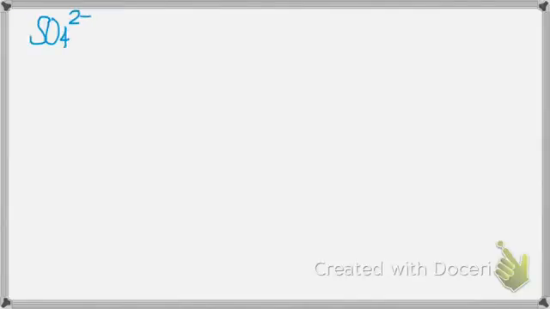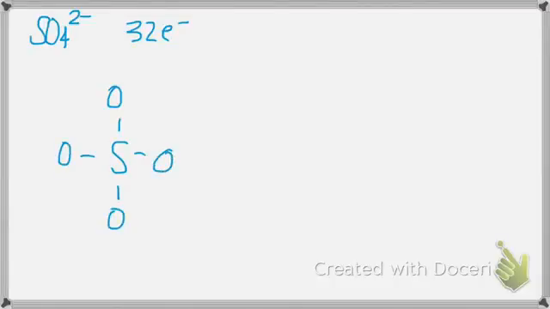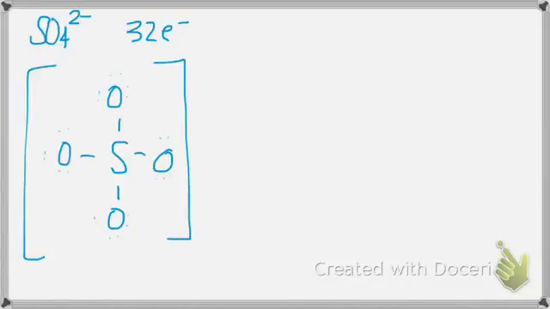How many total electrons are we going to need in our Lewis structure? 32, because we had to add 2 electrons for the 2 minus charge. So the first way we're going to draw it is just put 4 oxygens on there, and then give everybody their electrons. When I do that, remember we do the brackets and we say 2 minus. And if I count all those up, they should have all of their electrons.